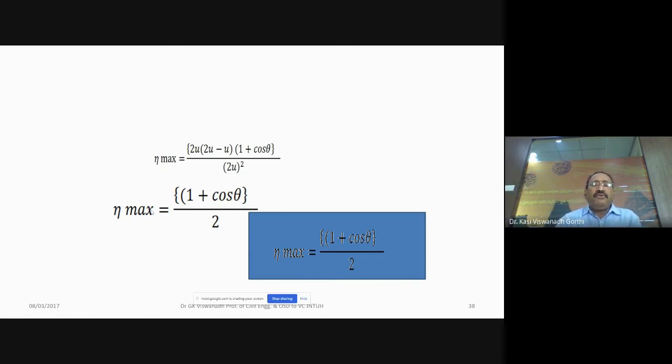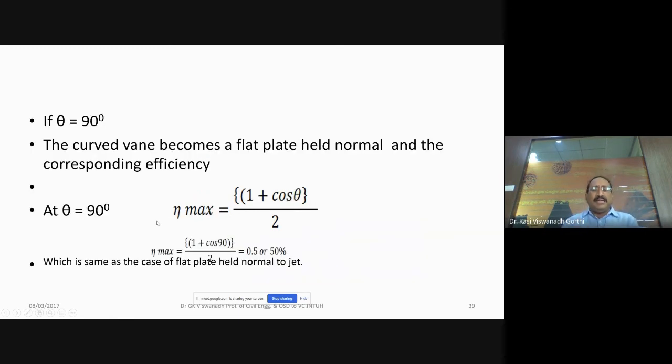In case 5, we obtained that it can never exceed 50%. We have got a numerical value there. But here, we have not got a numerical value. Instead, we have got an expression in terms of theta. 1 plus cos theta by 2 would be the maximum efficiency. Let us see what is this theta and what would be the probable values of this theta.